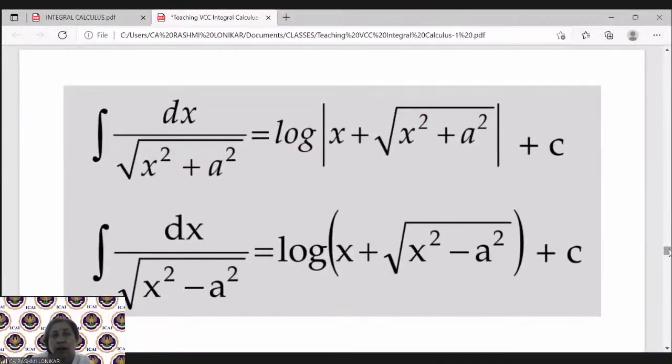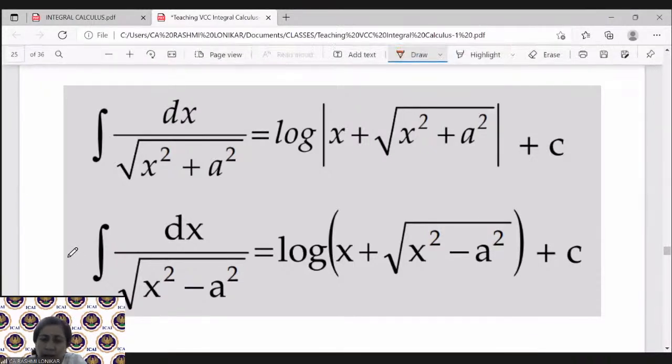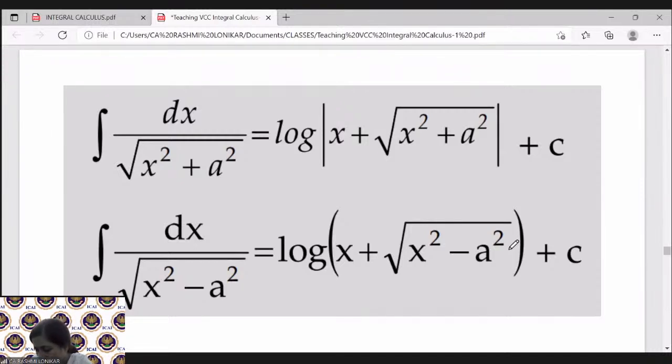You have again two special formulas for under root of x square plus a square and x square minus a square. So the integral of 1 upon root of x square plus a square is equal to log of x plus square root of x square plus a square, and the integral of 1 upon root of x square minus a square is equal to log of x plus square root of x square minus a square plus c. Okay. So for this also, I'll just give you an example.